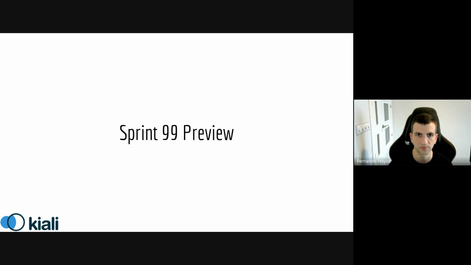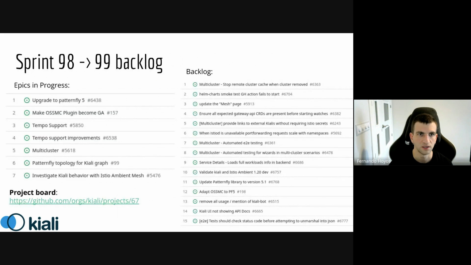And for the next one, preview of Sprint 99, we have the same epics in progress. The last one, upgrade to Patternfly 5, I hope this to be finished next sprint or the next one, so it's soon. The same for the OSSMC plugin becoming GA. Tempo also, we have Tempo support improvements, multi-cluster, the Patternfly topology, and investigating Istio ambient mesh with Kiali integration. And on the right, you can see a list of all the backlog items that we have for the following sprints.